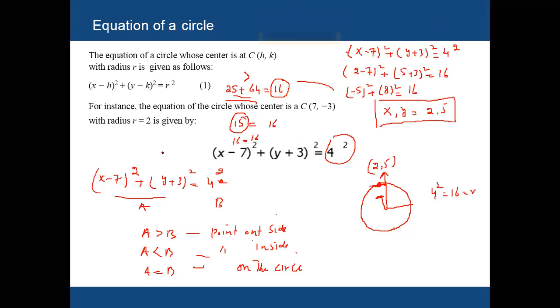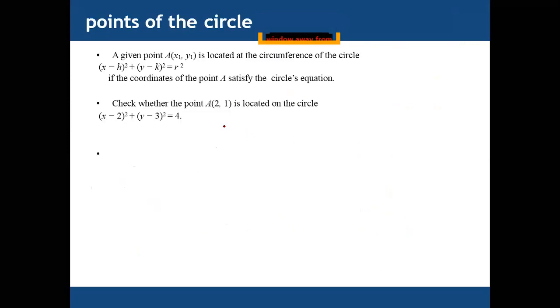Any question? I already uploaded a book and some exercise examples, so you can check. Okay, clear. Now tell me this one. This is the last example. The equation is given: x minus 2 square plus y minus 3 square equal to 4, and points are given 2 and 1. So tell me, do these points lie inside the circle or outside the circle?